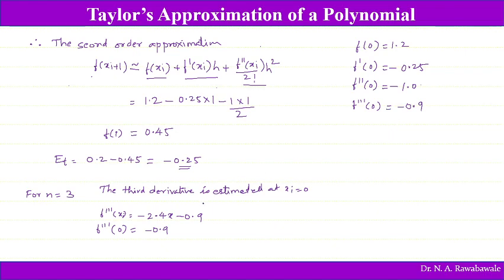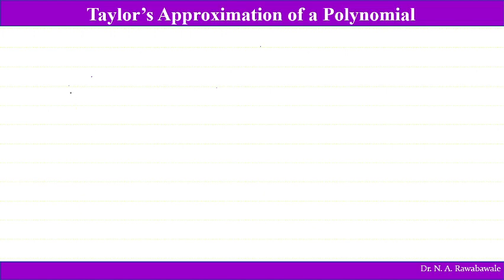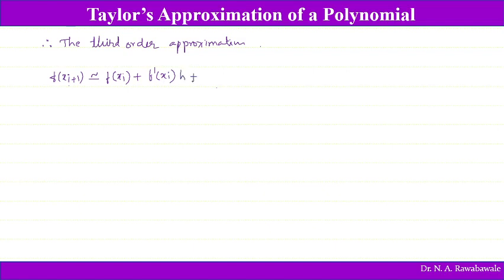Now third order approximation. Therefore the third order approximation is given as f of xi plus 1 is approximately equal to f of xi plus f dash of xi into h plus f double dash of xi into h square divided by 2 factorial plus f triple dash of xi into h to the power of 3 divided by 3 factorial.